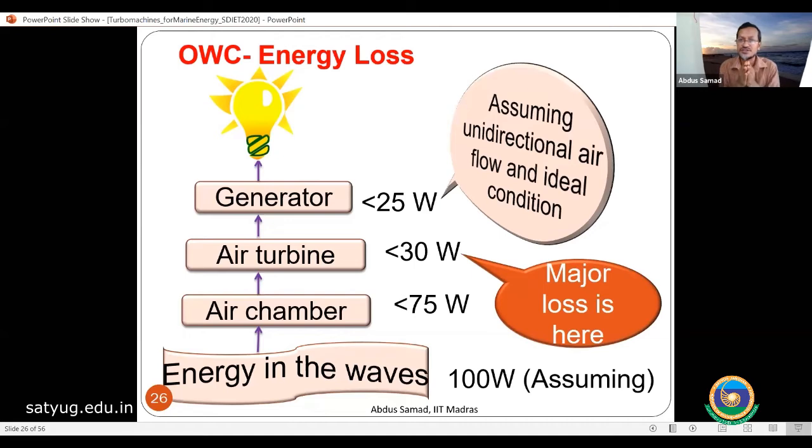So assuming unidirectional airflow, it is an ideal condition. The wave is completely sinusoidal. There are no ripples or anything else. Why unidirectional or bidirectional, that explanation I'll give later. So finally, 100 watt becomes less than 25 watt.